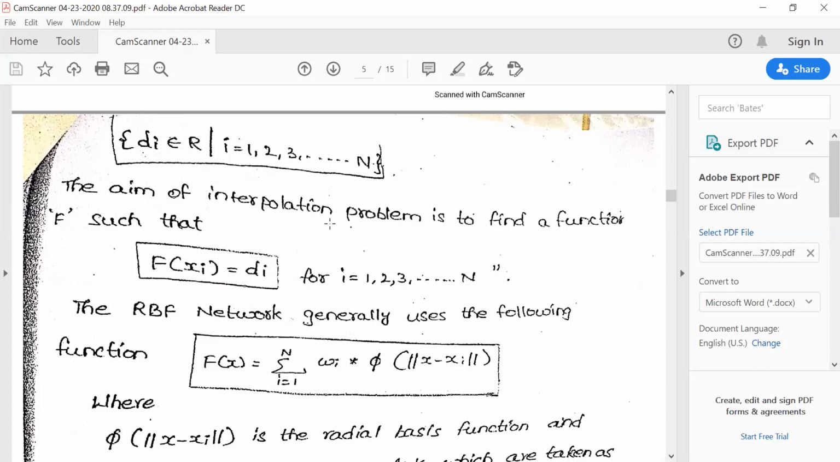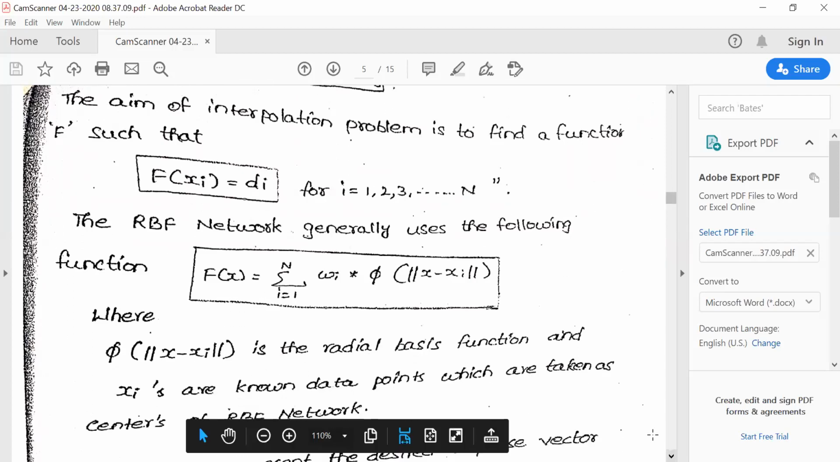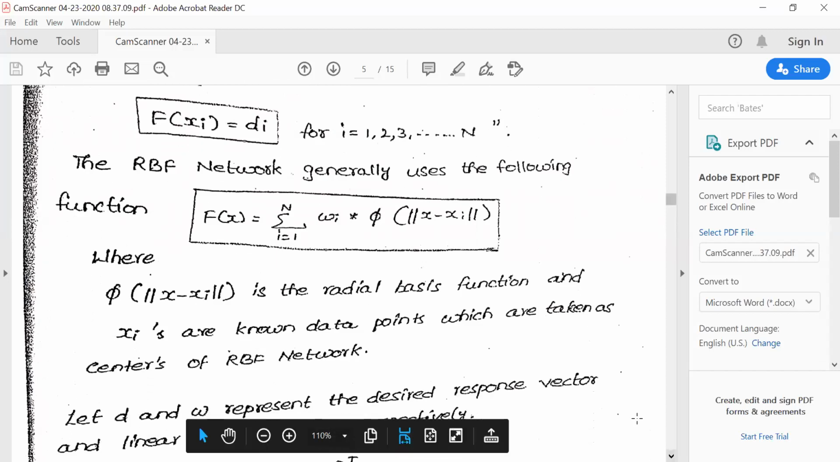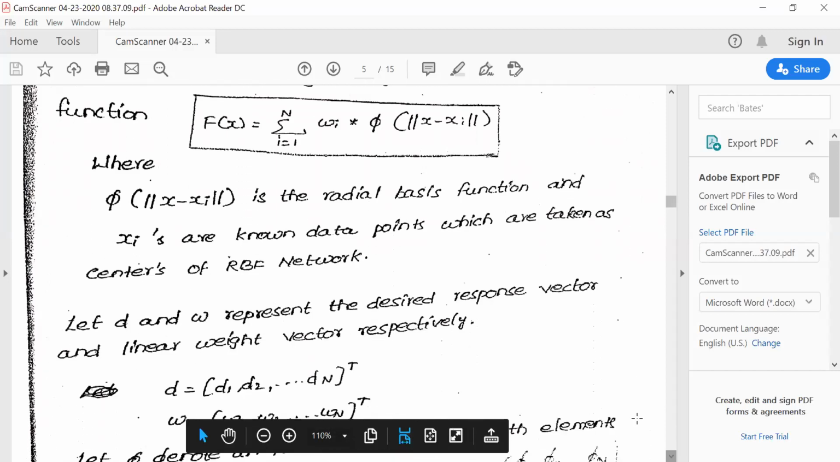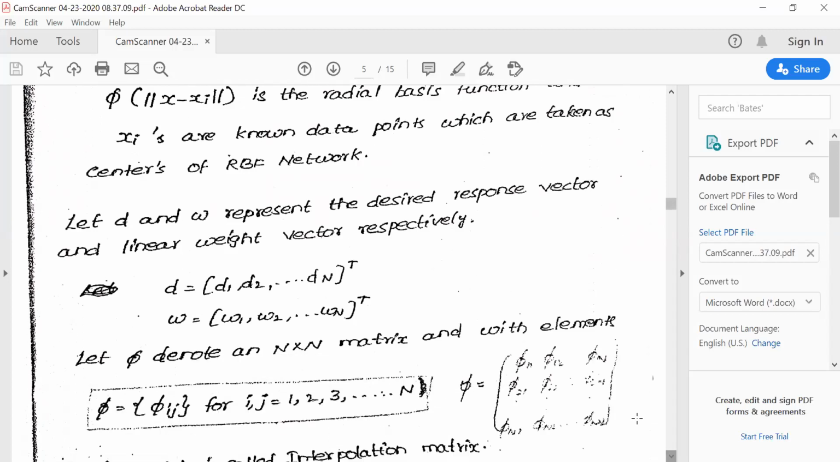We can find a solution by using RBF networks. I will discuss it at the end. So that's what the interpolation problem is. Generally, the solution will be like this, with the help of a radial basis function. I will explain it later when we go through the radial basis function network, because the solution is provided by the radial basis function network.